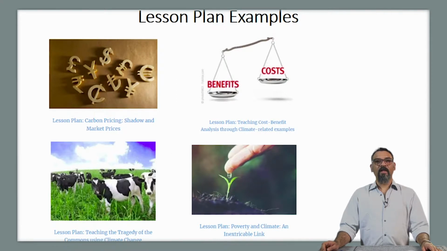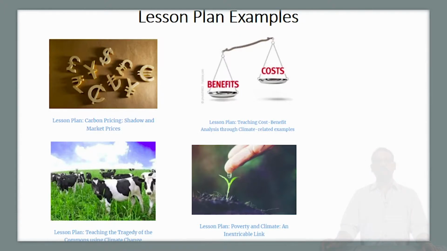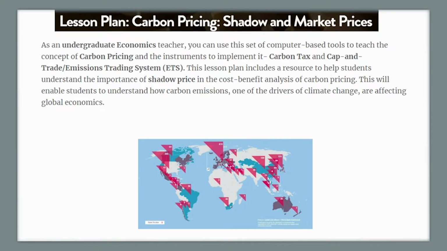These include a lesson plan on carbon pricing, shadow and market prices, one on cost-benefit analysis, one on the tragedy of the commons, and another on poverty and climate change. A lesson plan titled Carbon Pricing, Shadow and Market Prices.